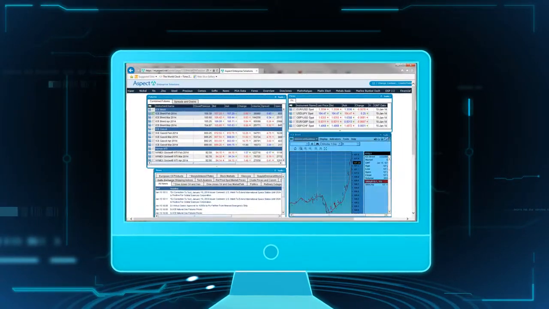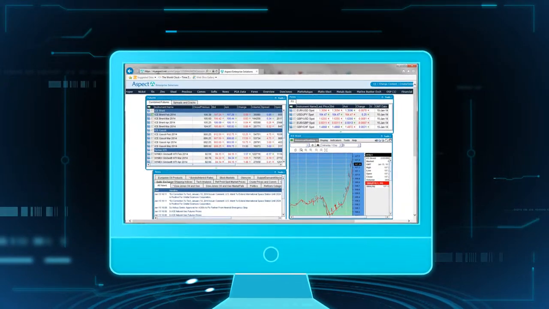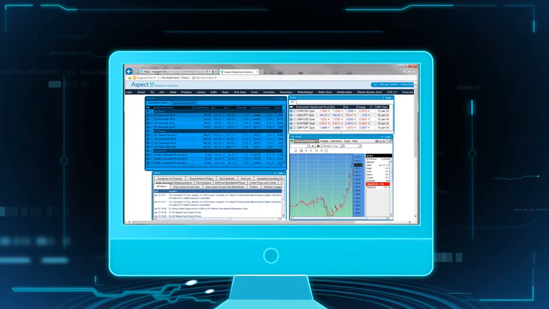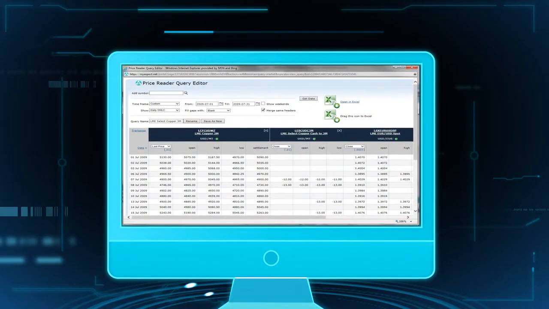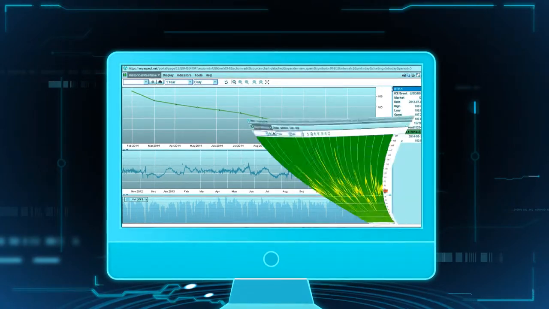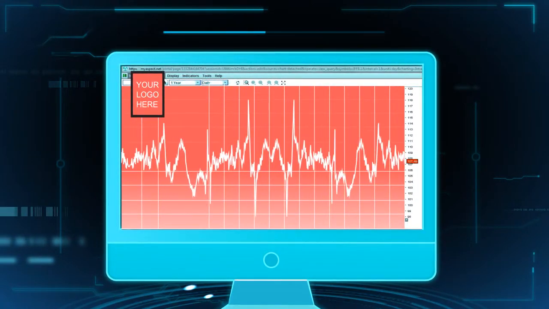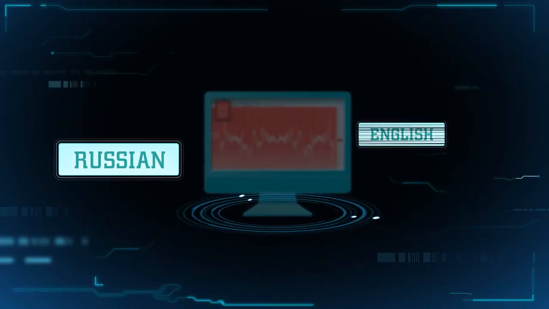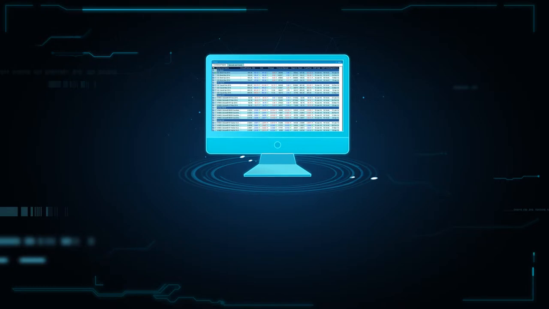Easy drag-and-drop functions allow you to customize your screen in minutes, including charts, news, historical, and real-time data. With AspectDSC, you can see where the markets have been to exactly where they're heading. You can even use your own company's logo and colors, and in multiple languages, including Russian, English, and Chinese. And wherever you go, the market comes with you on your mobile.